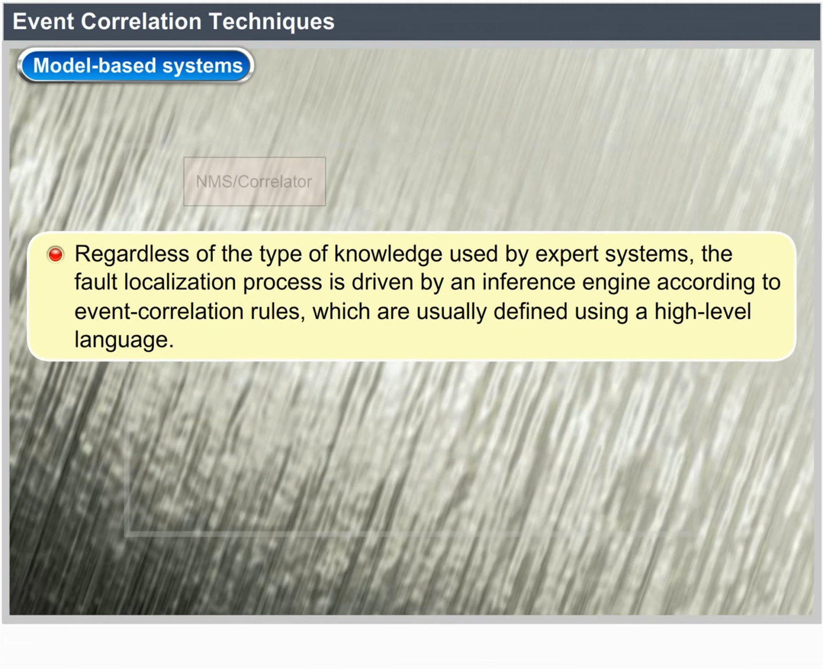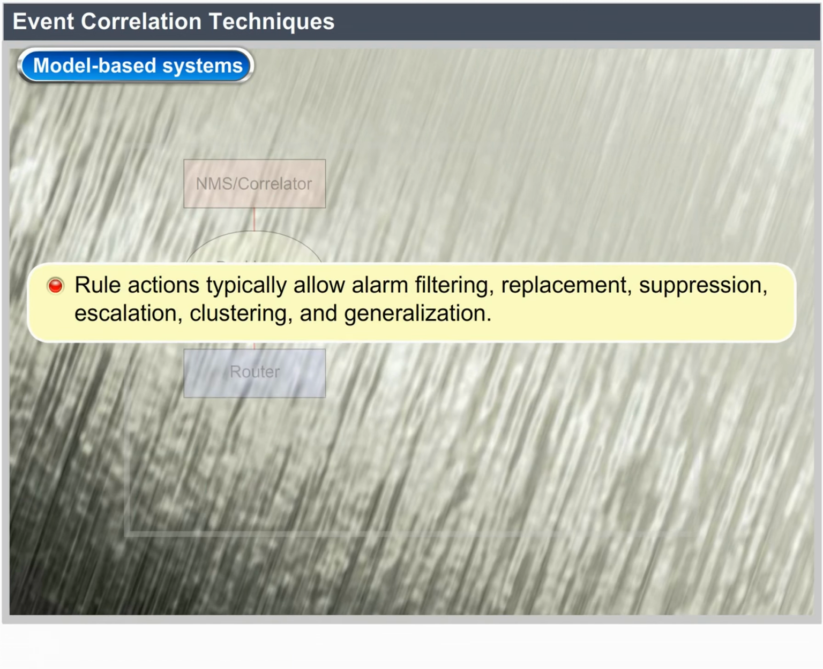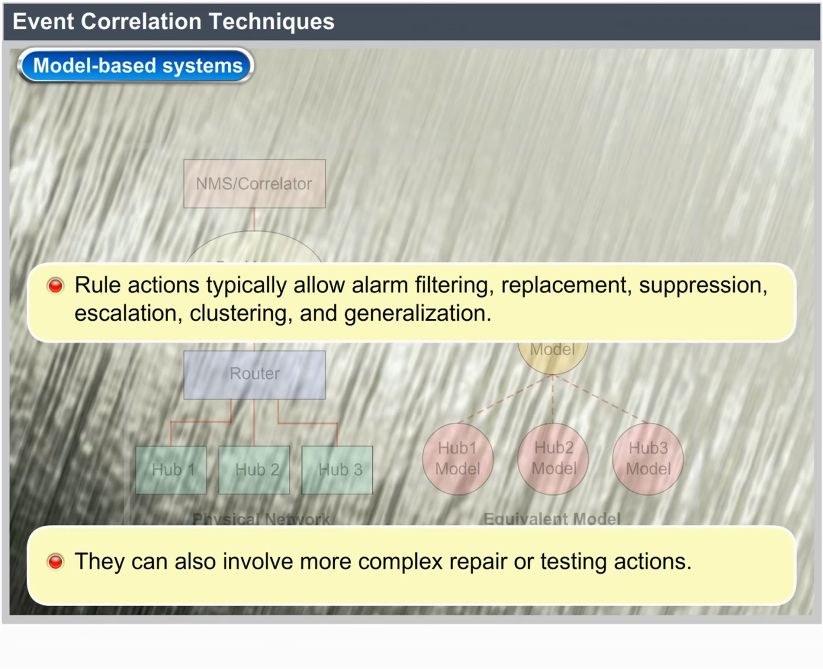Regardless of the type of knowledge used by expert systems, the fault localization process is driven by an inference engine according to event correlation rules, which are usually defined using a high-level language. Rule actions typically allow alarm filtering, replacement, suppression, escalation, clustering, and generalization. They can also involve more complex repair or testing actions.